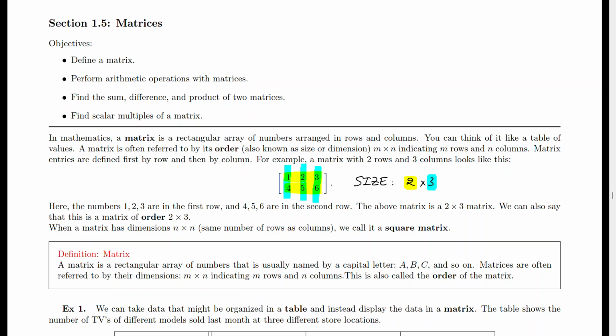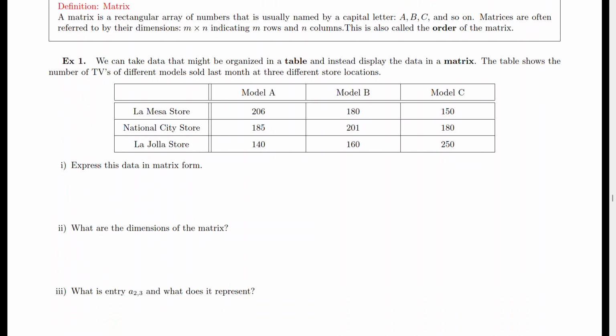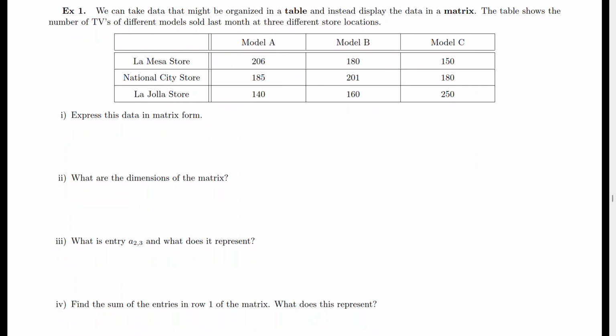So the size is also the order. Instead of saying size, you might hear me say sometimes order or the dimension of the matrix. Let's take a look at example number 1, where we have some data organized in a table, but instead we want to display it in a matrix. The table shows the number of TVs of different models sold last month at the 3 different store locations.